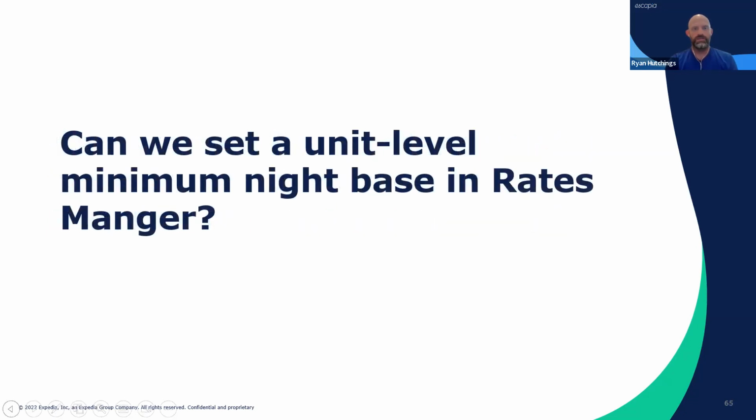Can we set a unit level minimum night base rate in the rate manager? Yes, definitely. You can set the unit level minimum night stay. Just simply click on one or more of the units on the left-hand unit list. And then when the box pops up, you select a date range. This could be a full year or just a season. And then set your minimum night stay for your selected units. And then when you turn on the minimum night stay overlay, you'll be able to see those new unit level overrides.